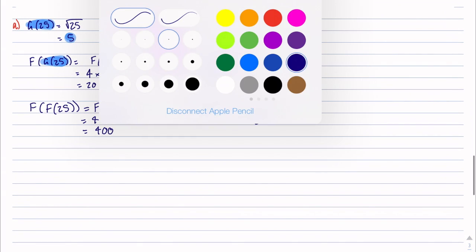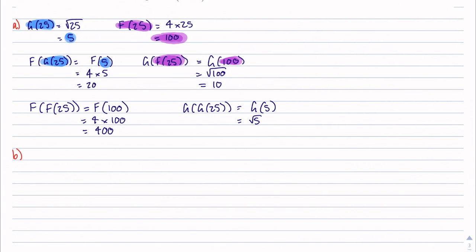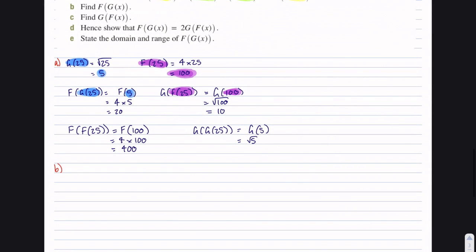Okay, for question B, I'm going to have to read it. Find f of g of x. So g of x was root x. f of g of x is 4 times root x. So it's 4 root x, because f of x was 4x, yeah?